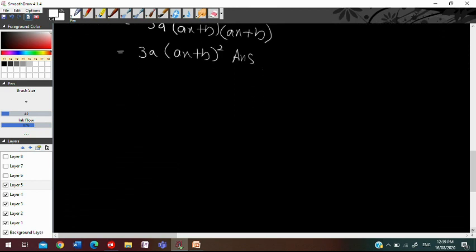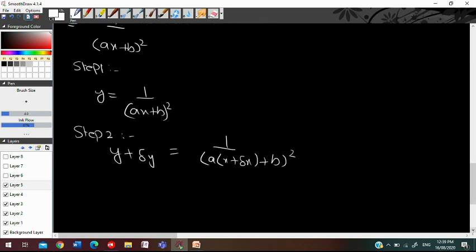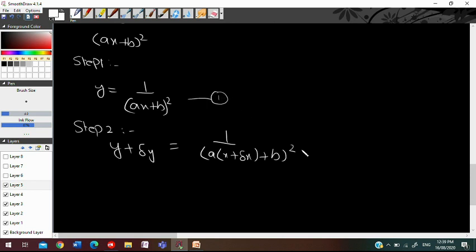Okay, fourth part. The fourth part is 1 divided by (ax plus b) whole square. Okay, now you know step 1, y is equal to 1 by (ax plus b) whole square, the expression which is given in your question. Now step 2, y plus delta y is 1 by (ax plus delta x plus b) whole square. And then what we do, we give the names equations 1 and 2, and subtract equation 2 from 1.